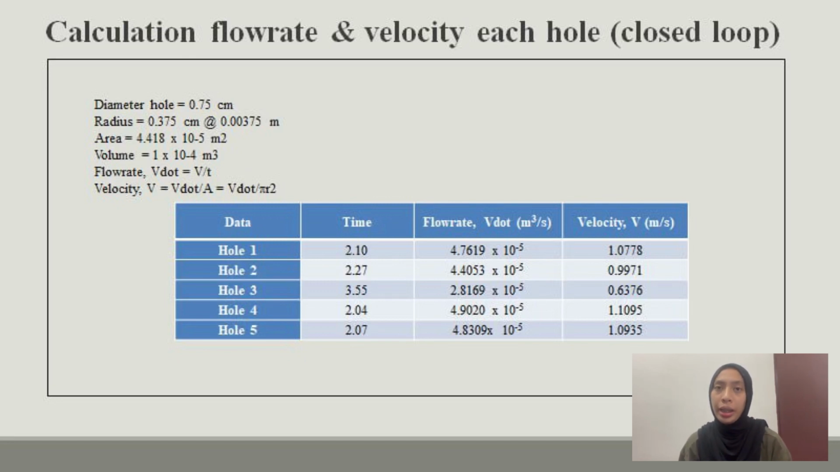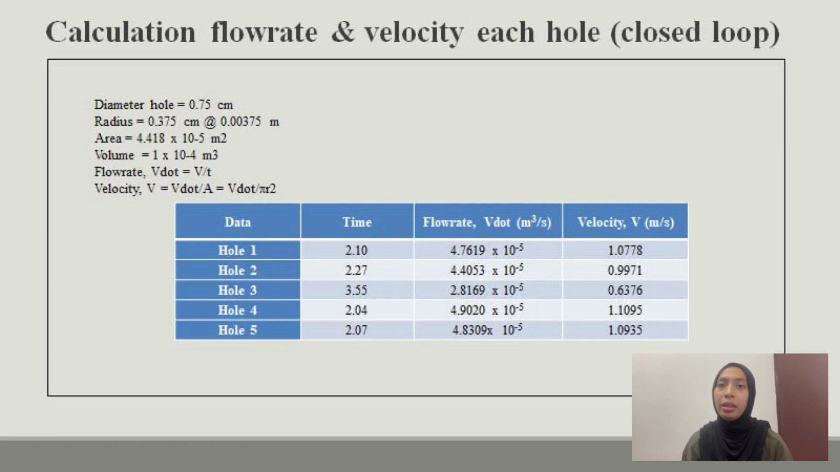For the flow rate, the flow rate is 4.9020 times 10 to the power of negative 5, and the velocity is 1.1095. And lastly, for hole 5, the time taken was 2 seconds and 7 milliseconds.